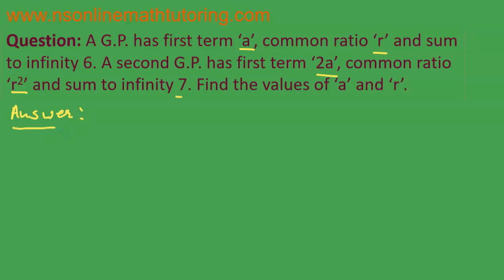Over here we are having two geometric progressions, but we do not have to worry about it. We will be forming two equations and we are having two variables, A and R. We will be having two equations. Therefore, we should be able to get the numerical values of A and R. Okay. So the first equation will be from the first GP.